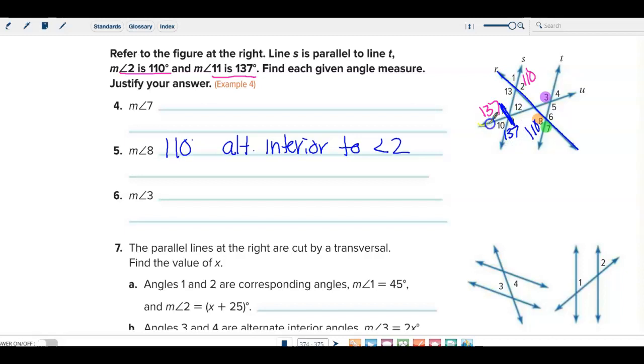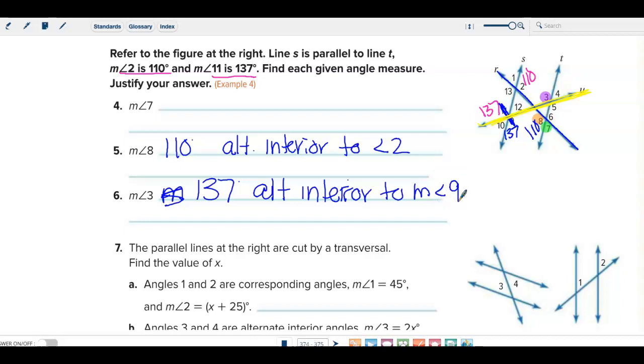So then looking at this transversal, they are alternate interior. So then the measure of angle 3 is 137. And we know that because it's alternate interior to the measure of angle, what was it, 9? 9. And we know 9 because it's a vertical angle.